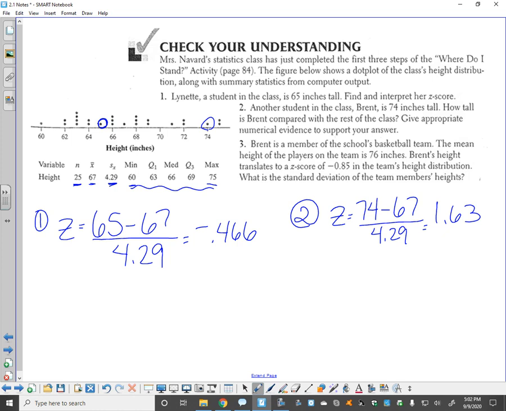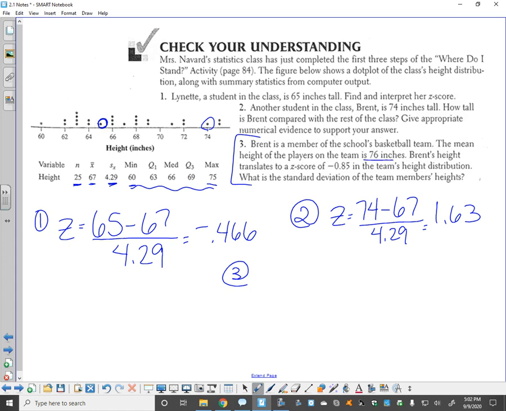Number 3, Brent is a member of the school's basketball team. The mean height of the players on the team is 76 inches. Brent's height translates to a Z-score of negative 0.85 in the team's height distribution. What is the standard deviation of the team members' heights? Oh, this is such a great problem. Okay, so number 3. Now we have new data. We have basketball player data. And little Brent is 74 inches tall. But the mean height of the basketball players on the team is 76 inches.